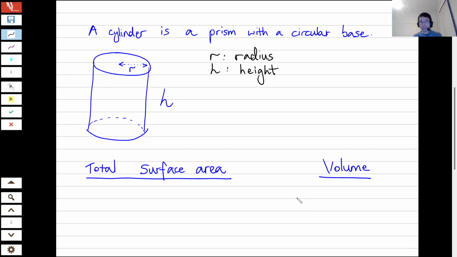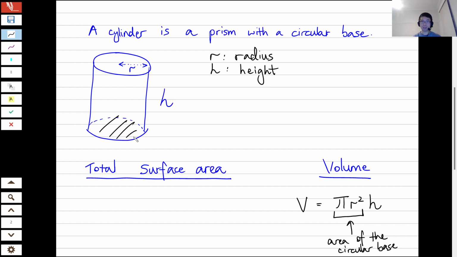The volume is given by pi r squared times h. And you should recognize pi r squared as the area of the circle. And the circle is the base shape of this prism. So if I know the circle has area pi r squared, all I need to do is multiply that area by h to get the height.